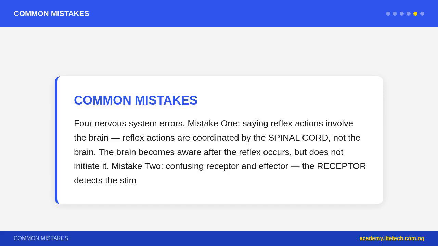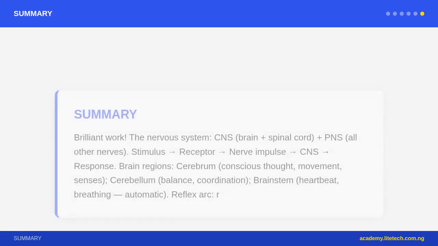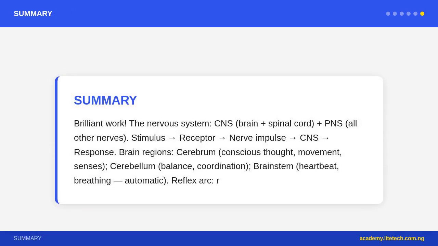Four common nervous system errors. Mistake 1. Saying reflex actions involve the brain. Reflex actions are coordinated by the spinal cord, not the brain. The brain becomes aware after the reflex occurs, but does not initiate it. Mistake 2. Confusing receptor and effector. The receptor detects the stimulus, e.g., skin detects heat, the effector carries out the response, e.g., muscle contracts.